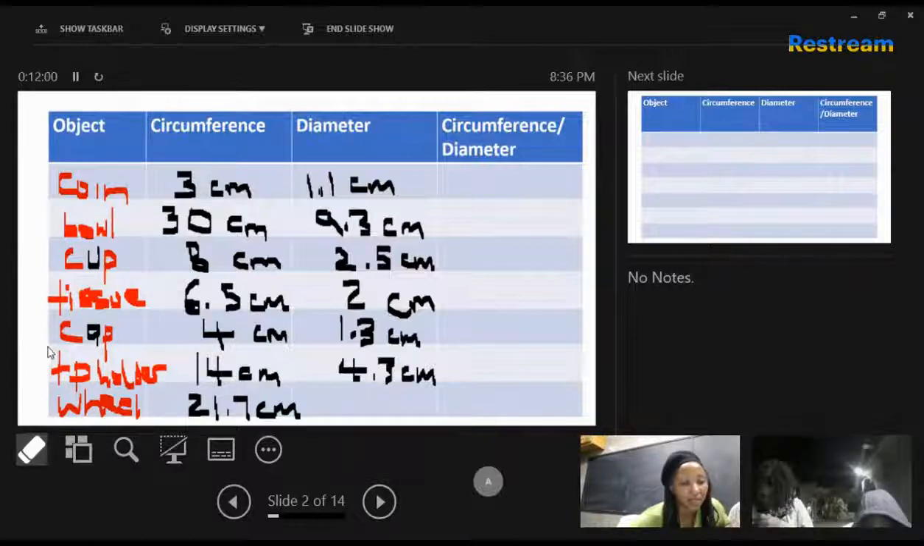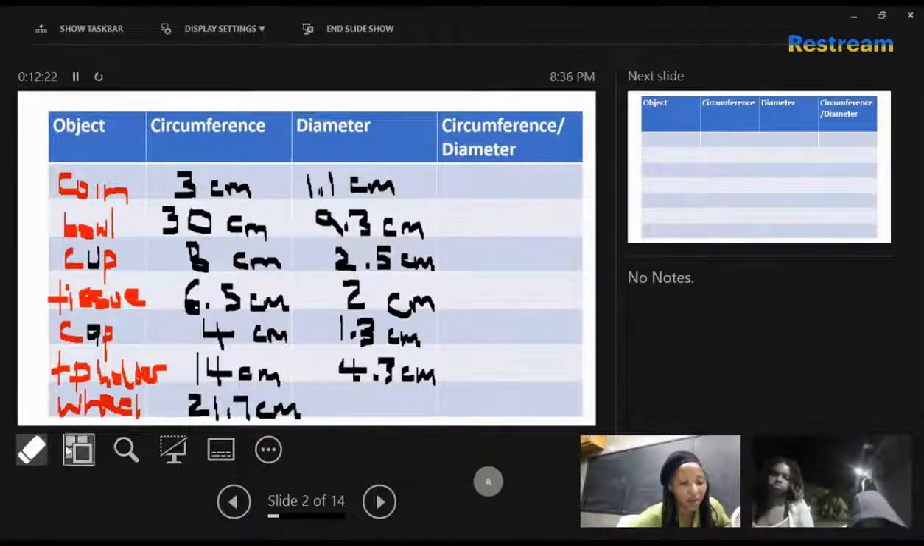Wait, check it over. Diameter. Give me 6.8 centimeters. 6.8. Yes, miss.